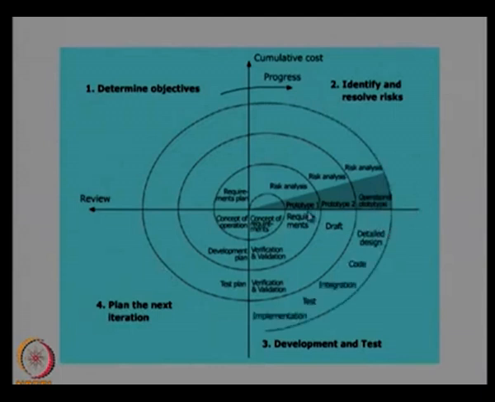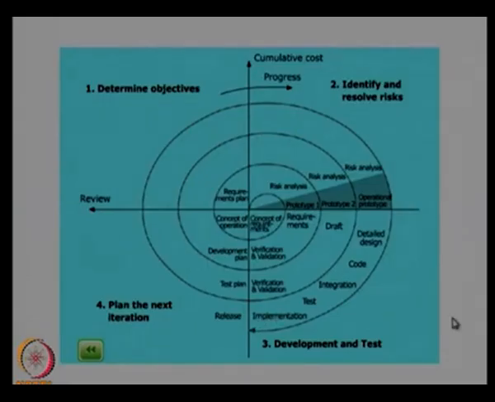So you can see here that at the end of every stage gate process you have a prototype: prototype 1, prototype 2, operational prototype, and depending on the requirement this will keep on increasing. Once the company is satisfied with the operational prototype, then it will go for detailed design, code, integration, test, and implementation. So this is how a spiral process works.